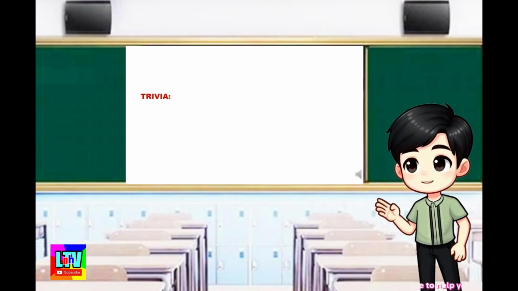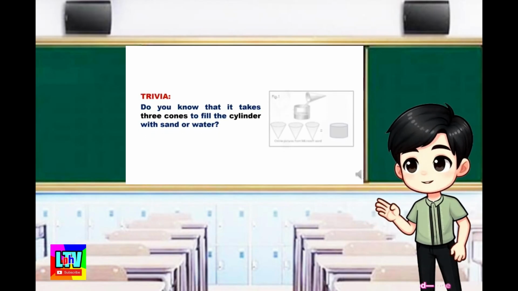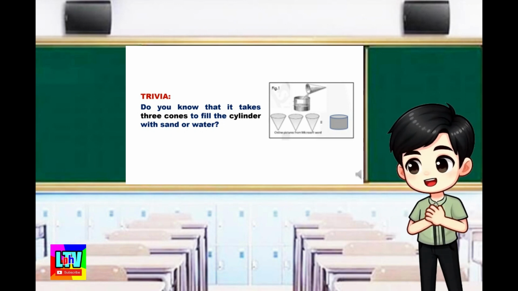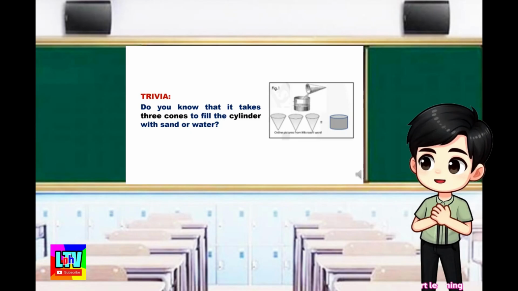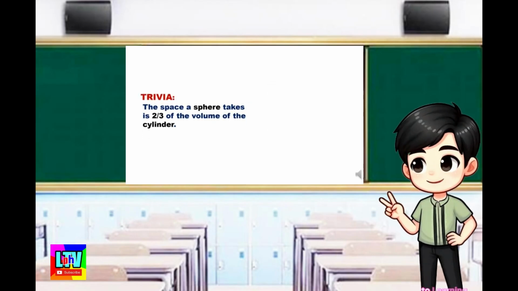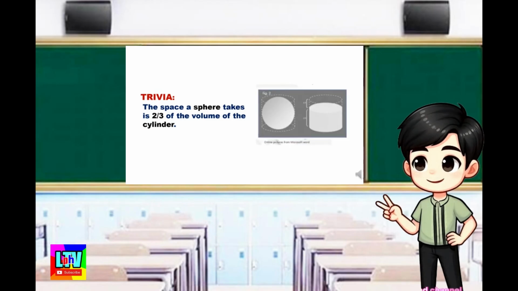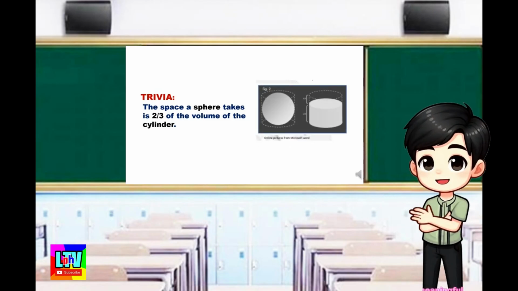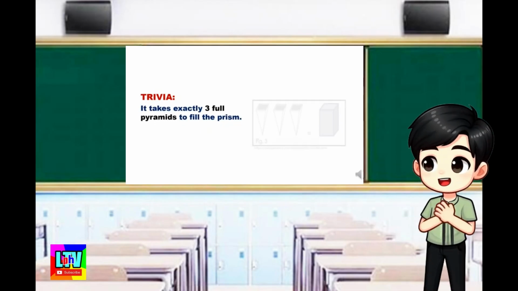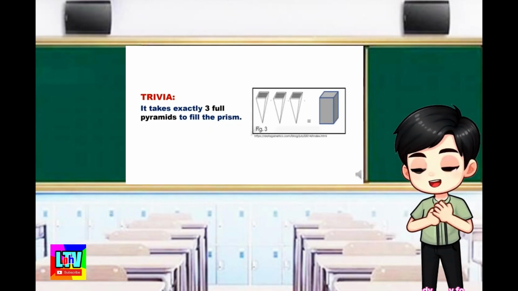salt. Do you know that it takes 3 cones to fill the cylinder with salt or water? Another trivia. The space a sphere takes is 2/3 of the volume of the cylinder. And the last trivia, it takes exactly 3 full pyramids to fill the prism.